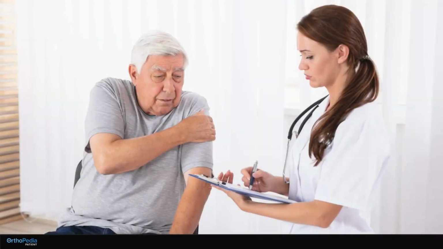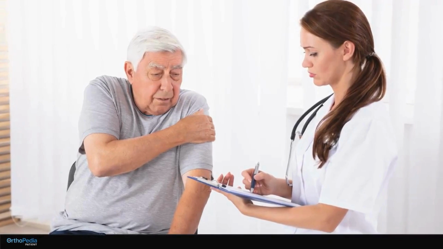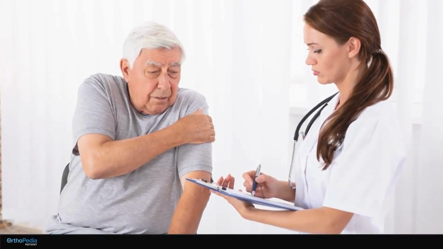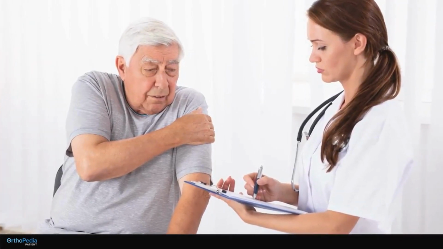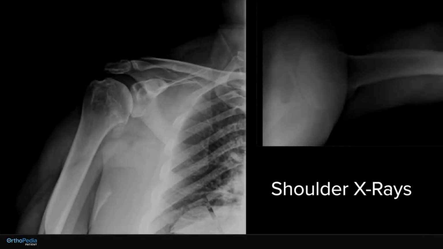When treating shoulder arthritis, doctors will determine the treatment based on the patient's symptoms and how it is impacting their quality of life. If the arthritic process progresses, it can result in not only additional loss of cartilage, but also damage to the underlying bone.